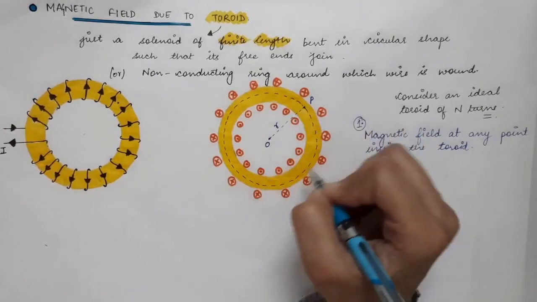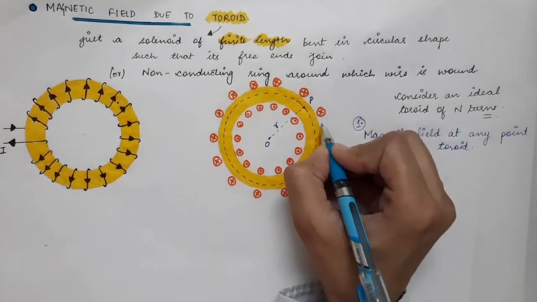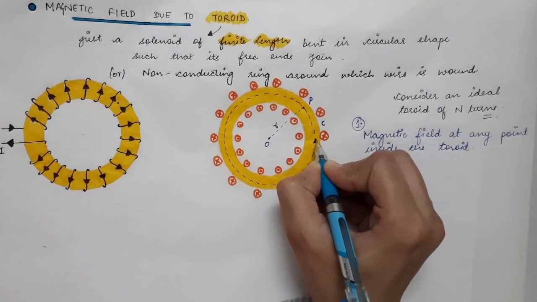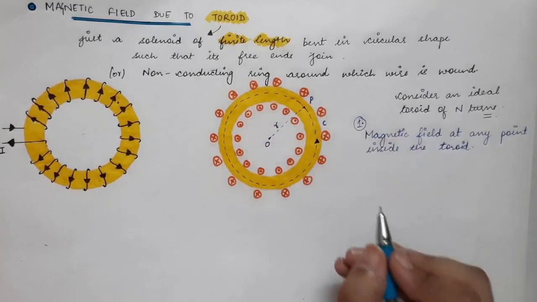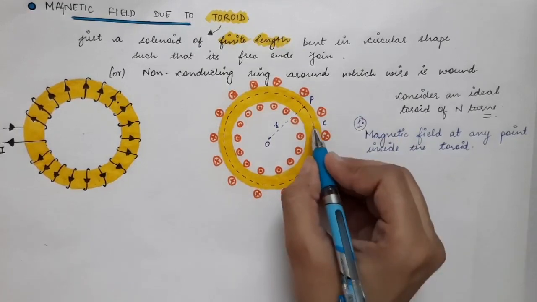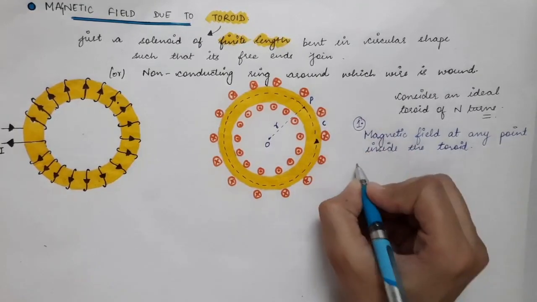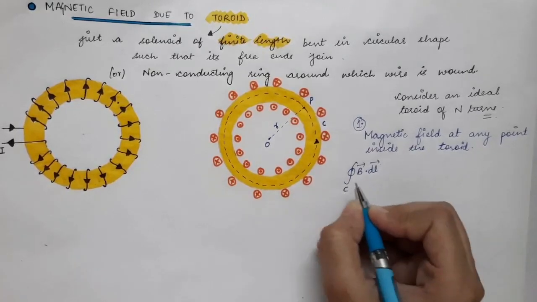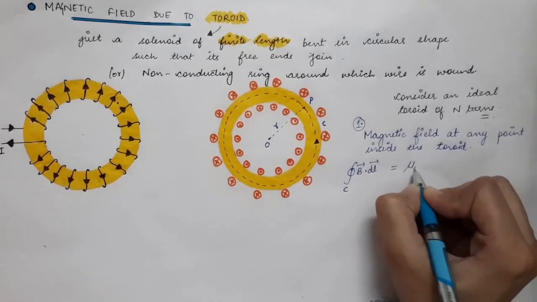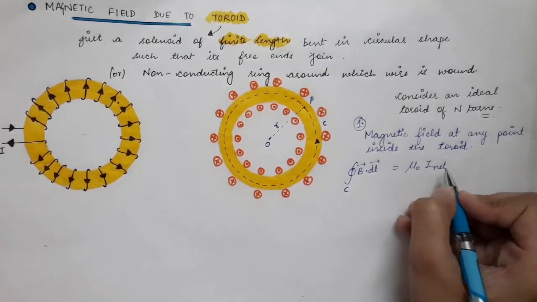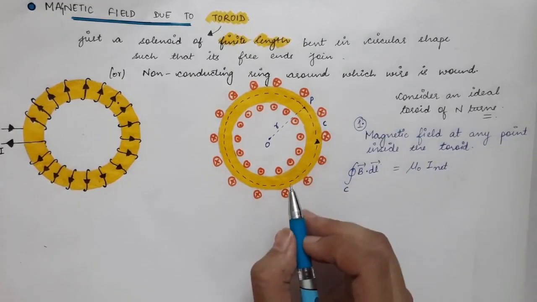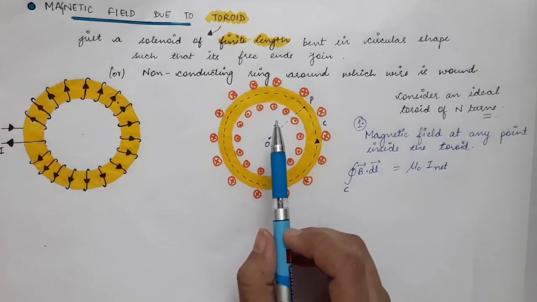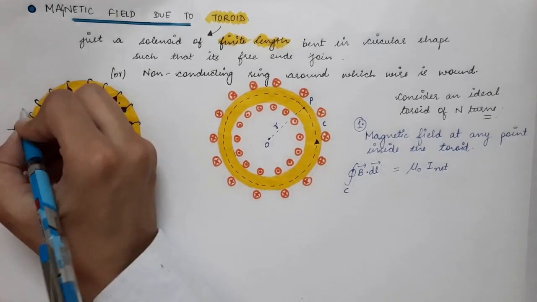So here I have drawn a closed path. Let's represent it by C. And we are moving in this closed path in the anti-clockwise direction, means in this direction. So we will use Ampere's circuital law for this closed path. The line integral of magnetic field over the path C will be equal to mu naught times the net amount of current which is enclosed by this closed path. Here let's suppose that in each turn I amount of current is flowing.